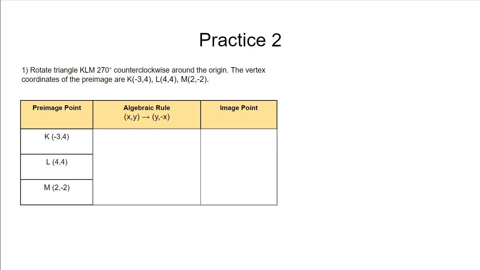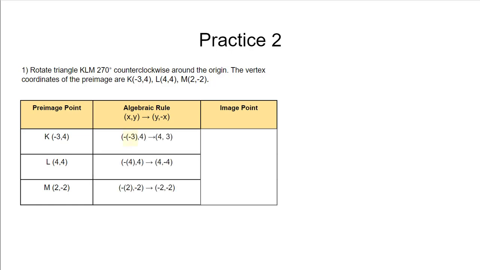Rotate triangle KLM 270 degrees counterclockwise around the origin. The vertex coordinates of the pre-image are K(-3, 4), L(4, 4), and M(2, -2). Remember, the algebraic rule to rotate 270 degrees counterclockwise goes from (x, y) to (y, -x). So you want the x coordinate to be the opposite sign and then you switch them.